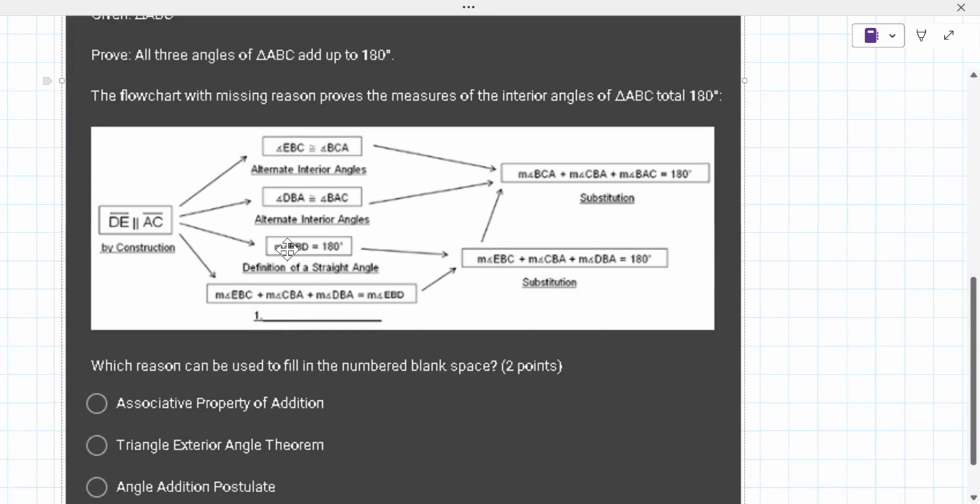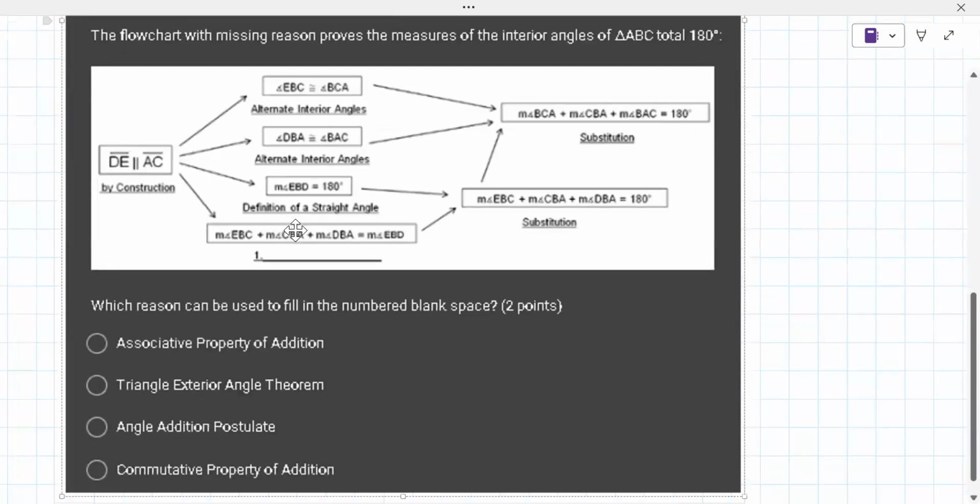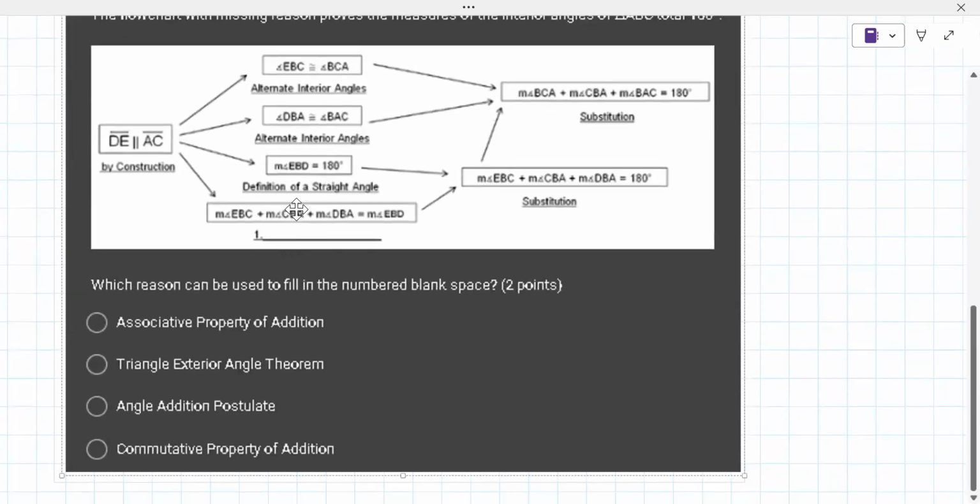Three angles add up to 180. All right, so how are we going to put that together? What are we doing here? What is the math operation that you see in this last outline? Adding. So do any of those say adding down there? The first and the last one and the third one. So it could be a couple of these, right?